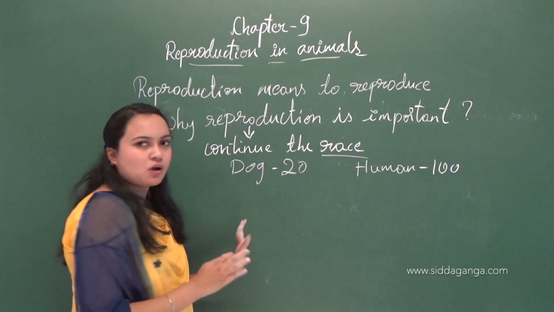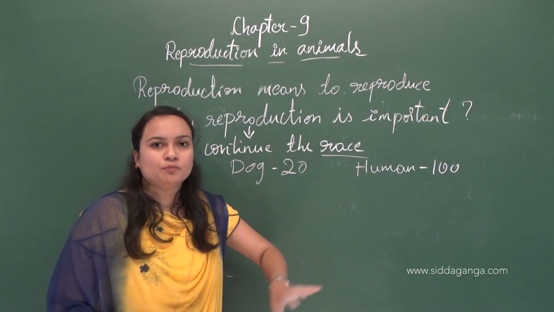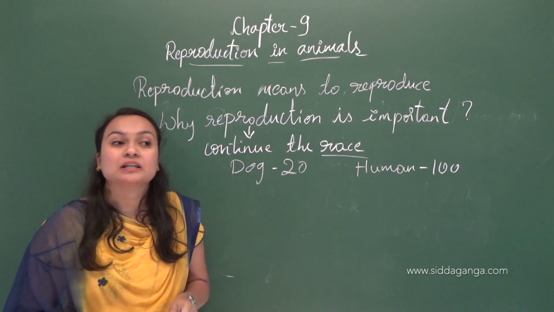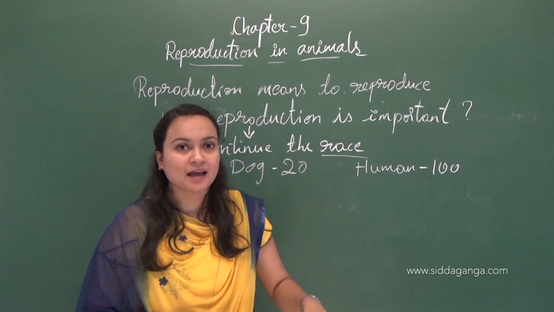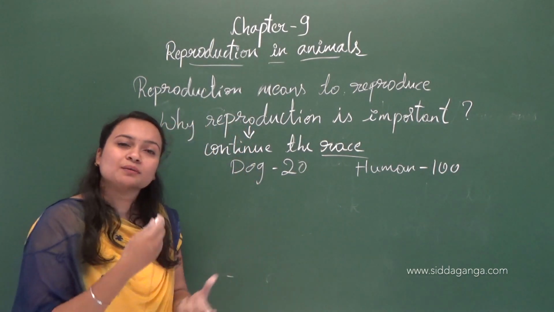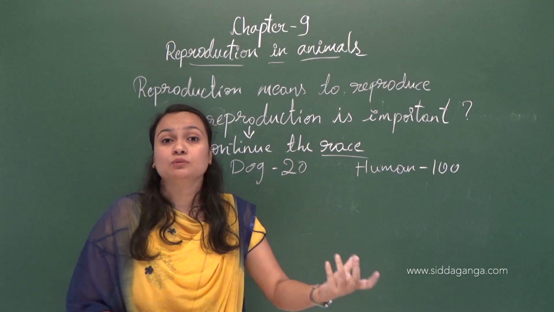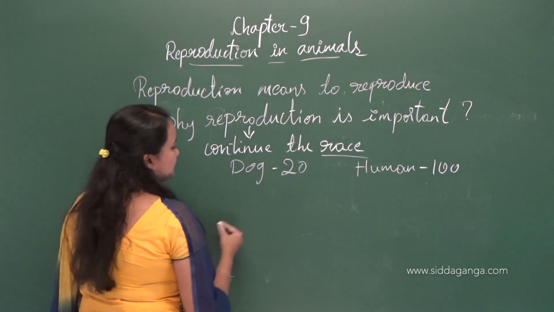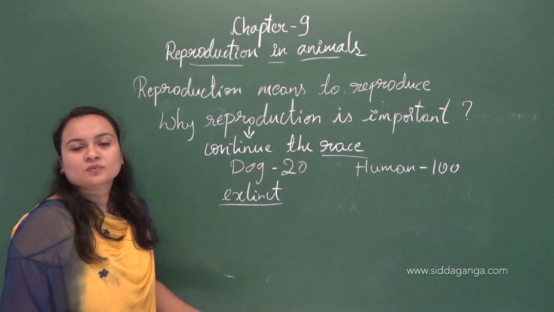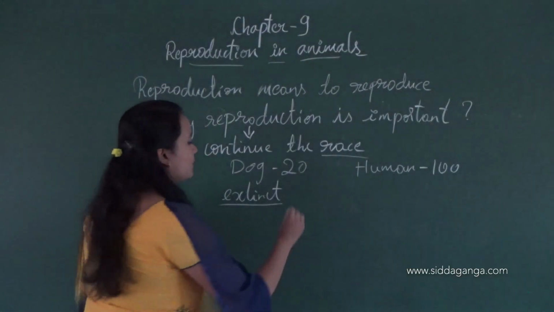Consider there is a group of dogs. That group will survive or live for 20 years, and after that, if they don't reproduce, then this species will become extinct, right? Extinct means there will be no trace, no survival. So what is the meaning of extinct? There are no living members.